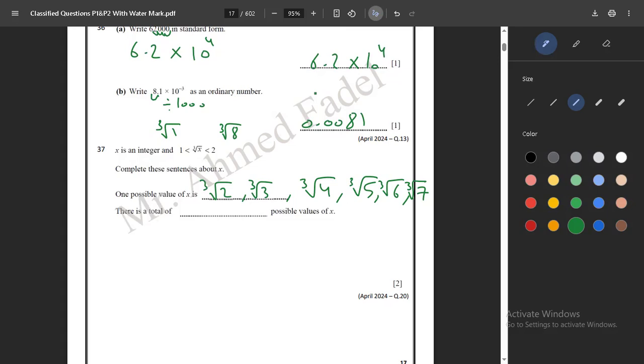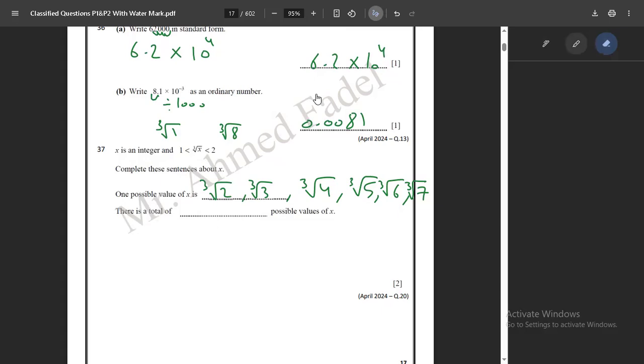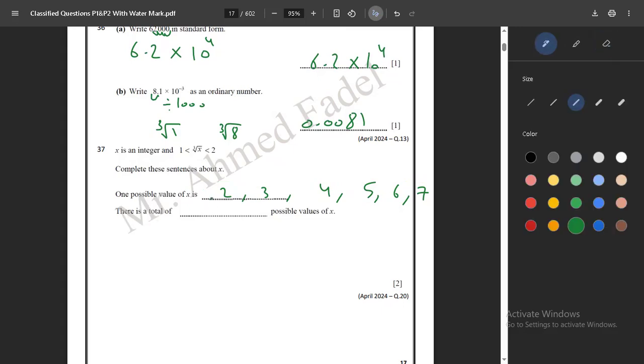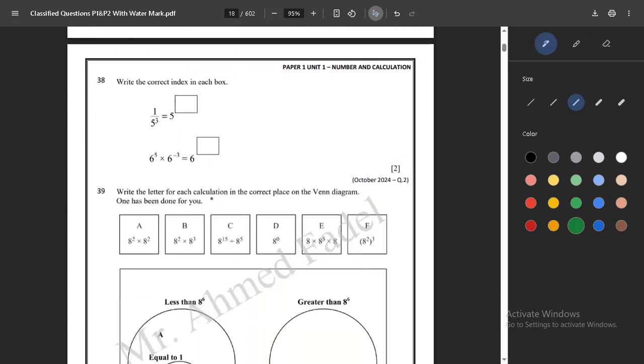So one possible value of x is what? Any of these? No, Mister, but don't forget not to write the cubic root. Why, Mister? Because they want x itself, the one that is under the cubic root. So it could be any of these. It's either 2, 3, 4, 5, 6, 7. Any of them would be correct for x. Good? So how many values are there that are possible? There is a total of 1, 2, 3, 4, 5, 6 values. 6 possible values.